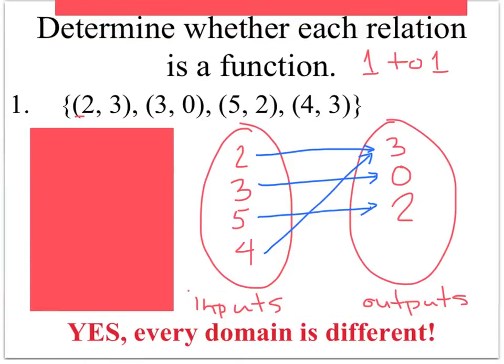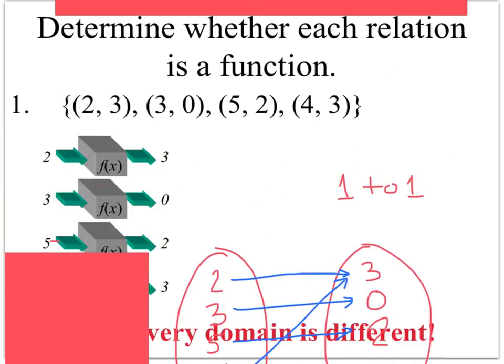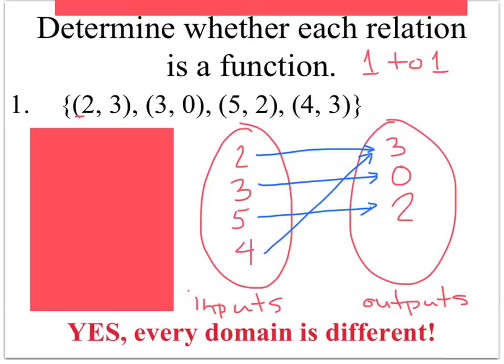There you go. Each domain only goes to one and only one output. So this relation right here is a function. Now let's take a look at another one.